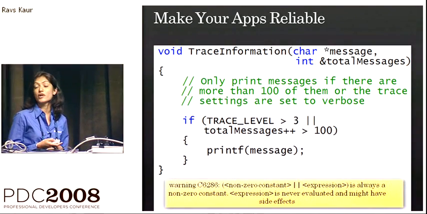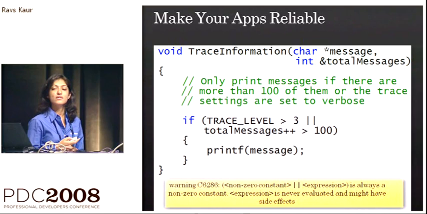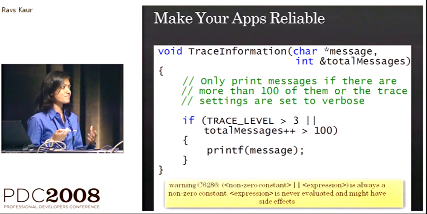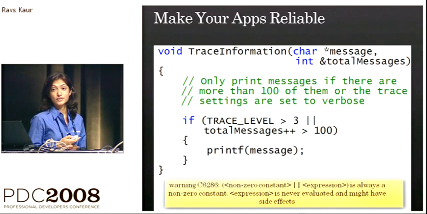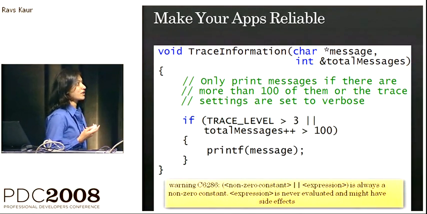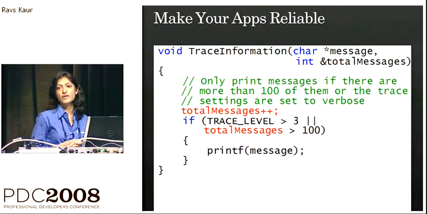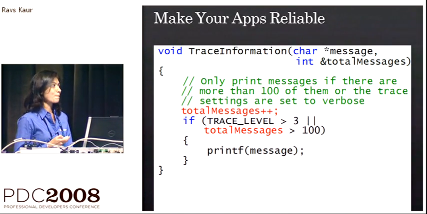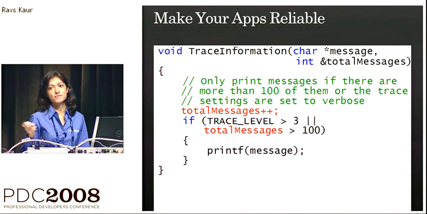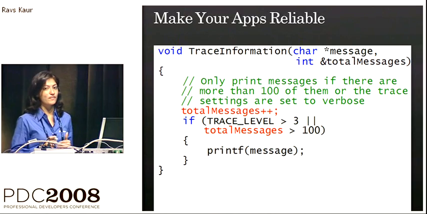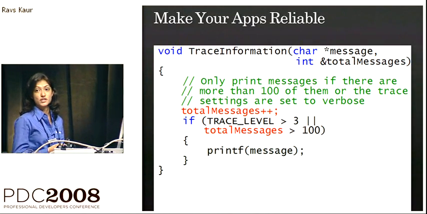Code analysis is going to warn you and say, you know what? You have a non-zero constant ORed with an expression, and if your expression has side effects, it'll never be evaluated. What can you do? Well, increment it outside and use the variable as it is. Trace level, for this purpose, I'm still going to say we might have it defined by a parameter, but it's always better practice not to have side effects in your expression.